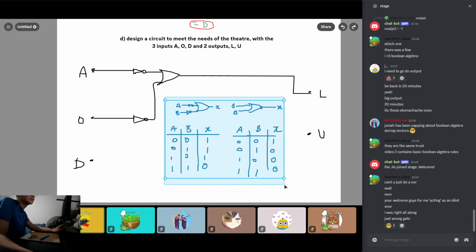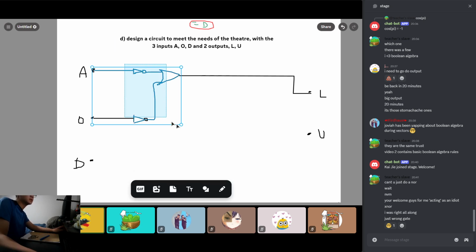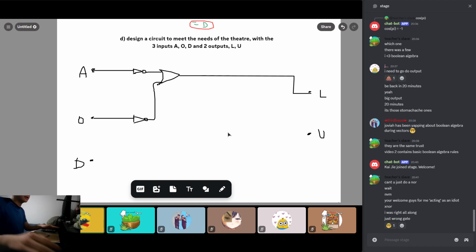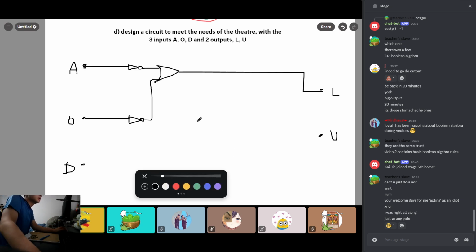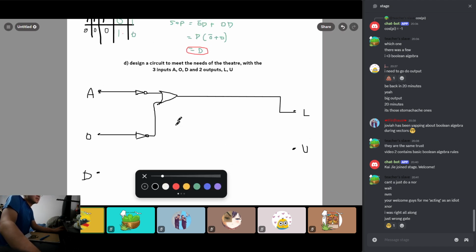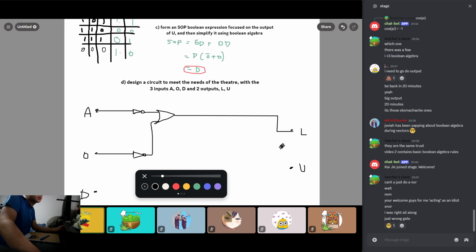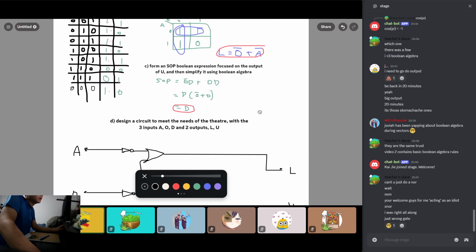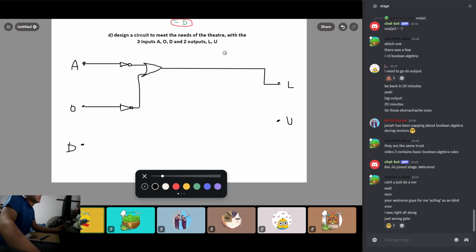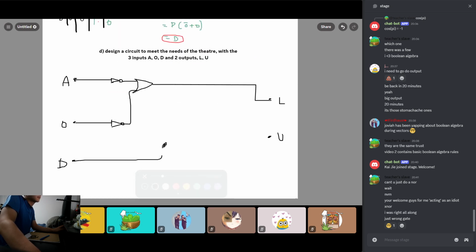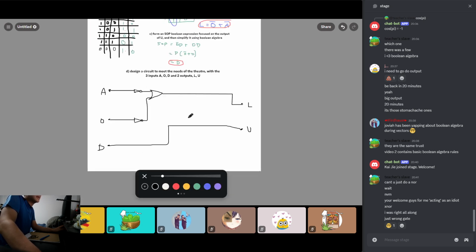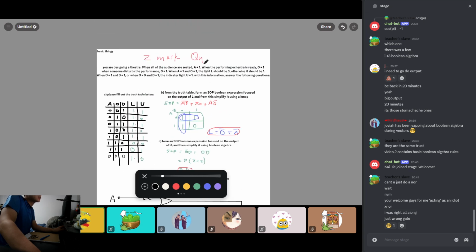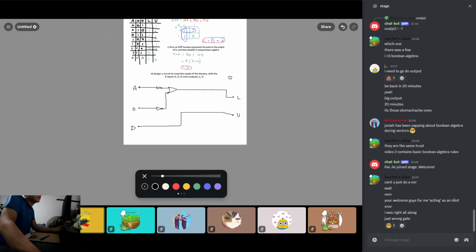Anyway, of course, if you do it like this, you're right. You're still right, so no problems, no issues. So this is not the same as a NOR gate. Now we've got to handle the output for U, and we can see that it's just D. So that's it. This entire description, 100 words, is just this.